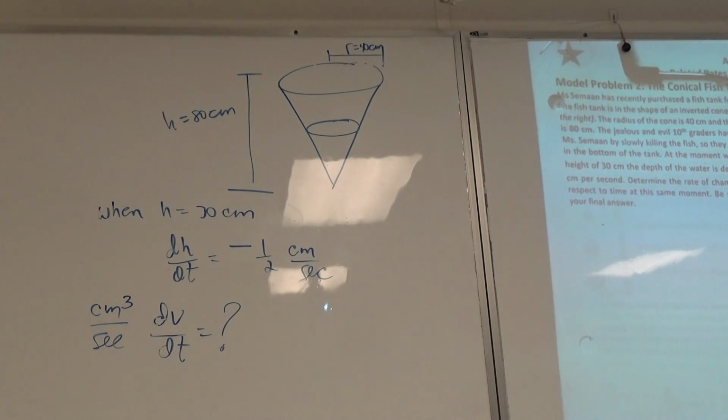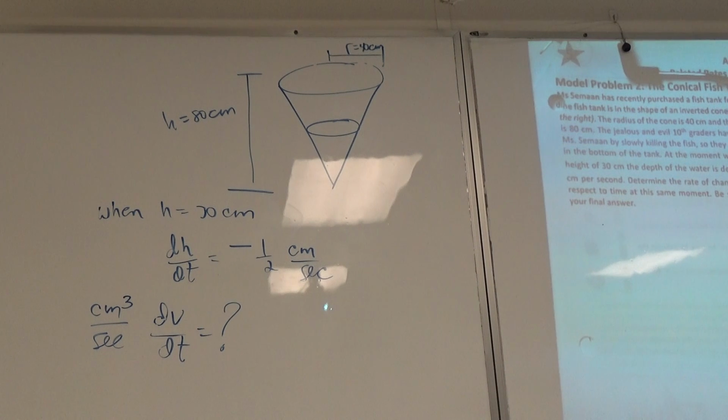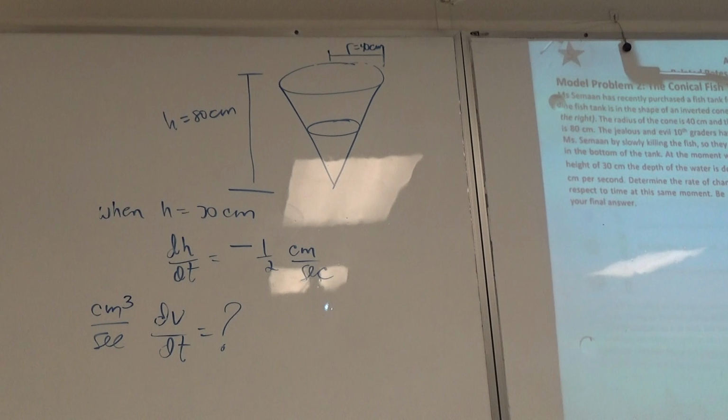Take the derivative. I think we're supposed to be finding dV/dt. Oh, you're right. But you keep the constants, right?